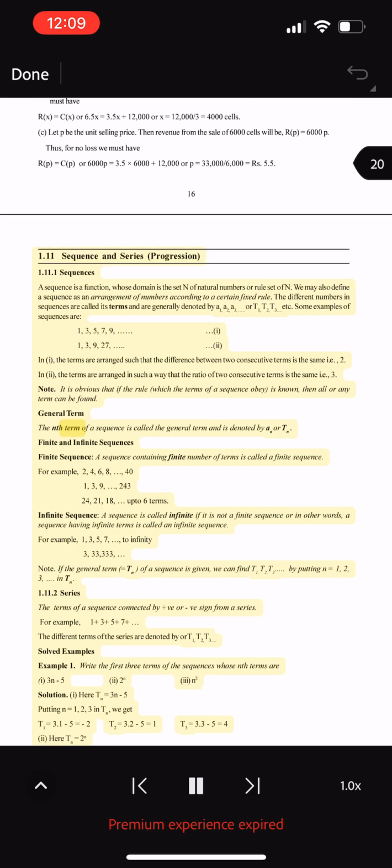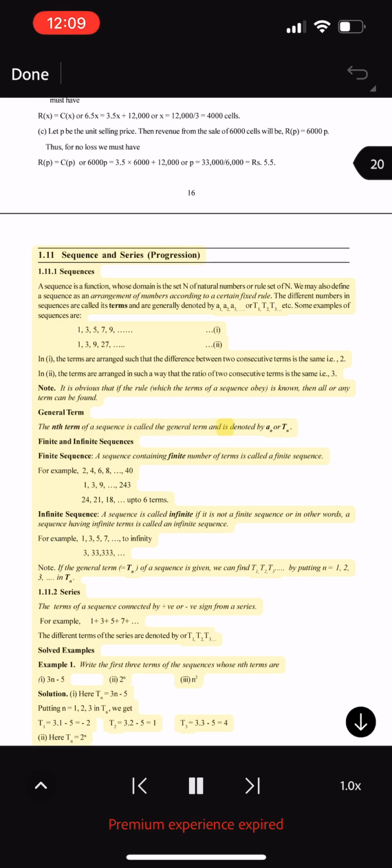General term: the nth term of a sequence is called the general term and is denoted by an or tn. Finite and infinite sequences. Finite sequence: a sequence containing a finite number of terms is called a finite sequence. For example, 2, 4, 6, 8; 3, 9, 243; 24, 21, 18, up to 6 terms.